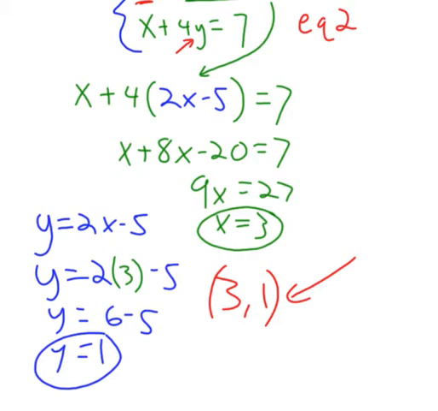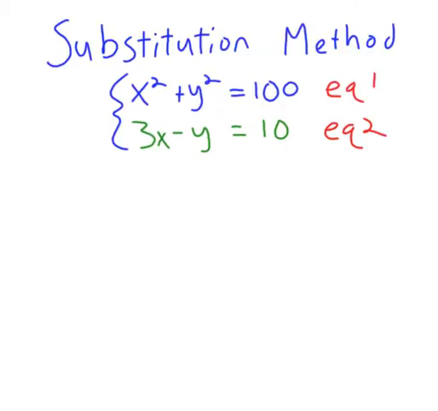Well, let's look at a little more complex example. What about something like this, where we have square terms? Well, that's no problem. We can still solve this. What we need to do is get one equation in terms of the other equation. The easiest one to do this with is equation 2. And since y is by itself, we'll solve this equation for y.